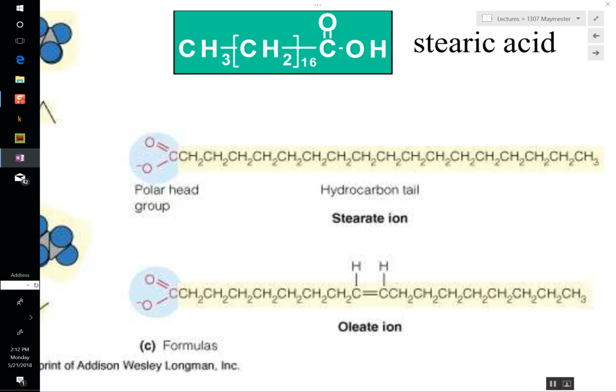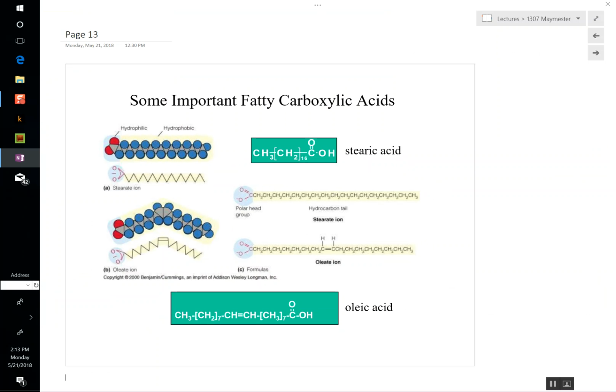Okay, so they're fatty acids. They're molecules that have a hydrophilic head and a hydrophobic tail. So that's stearic, and it's saturated. Here's oleic in olive oil, and it's unsaturated. It's got one double bond in it. And these double bonds are always cis.